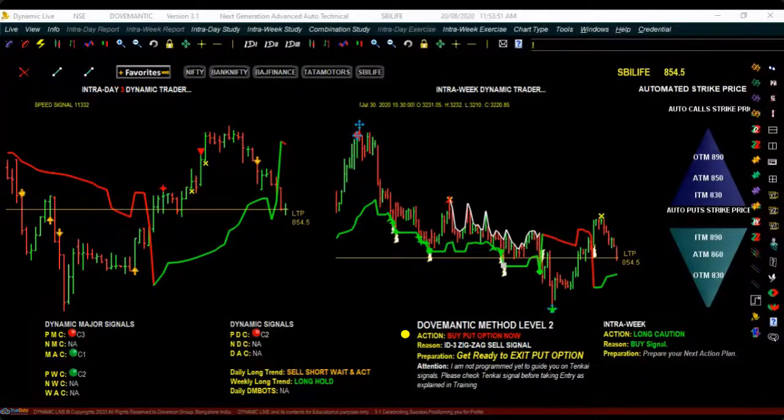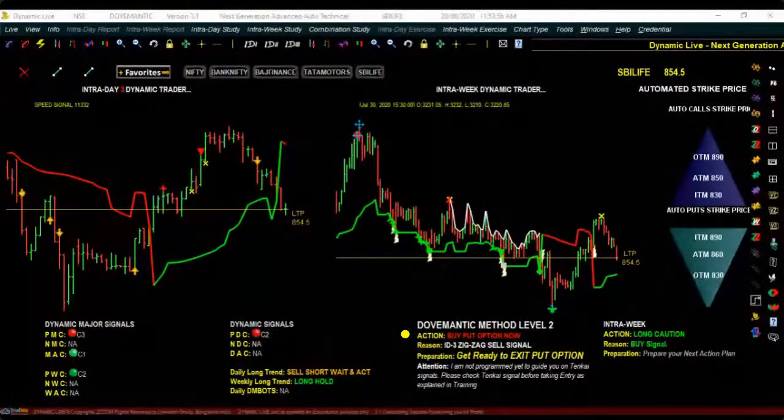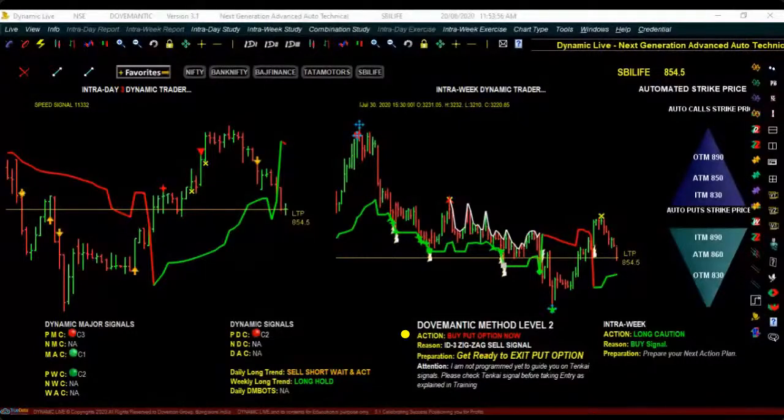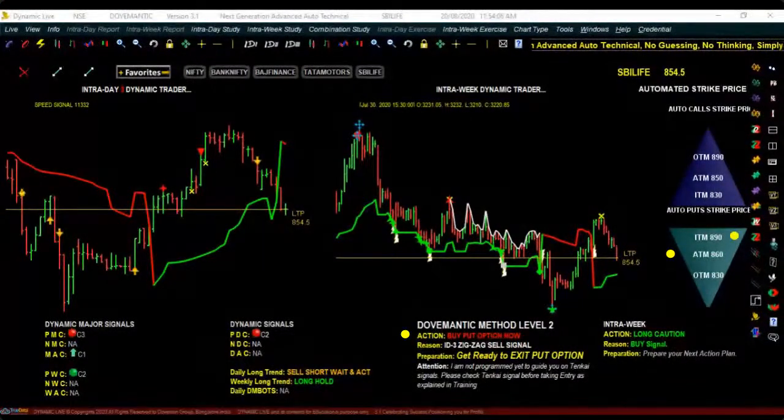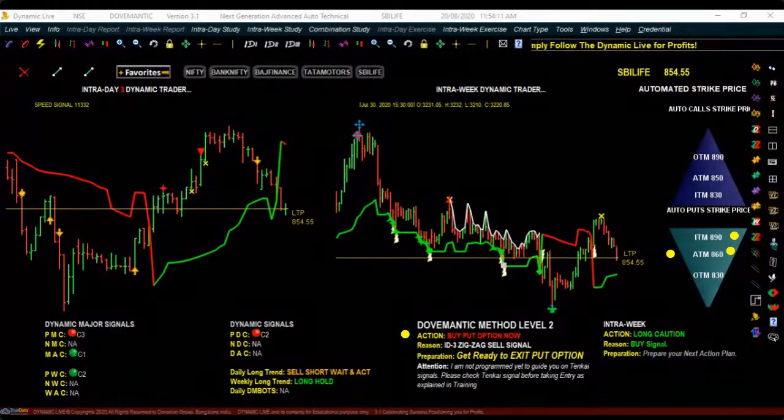If you're planning to buy a put option now, first of all, we have to select the right strike price. So in SBI Life, if we are trading in monthly options, since it is a put option, I look at this pyramid. I'll go for an 890 strike price put option, or even an 860 strike price put option is good enough. We can pick any one of these two strike prices and just buy a put option.